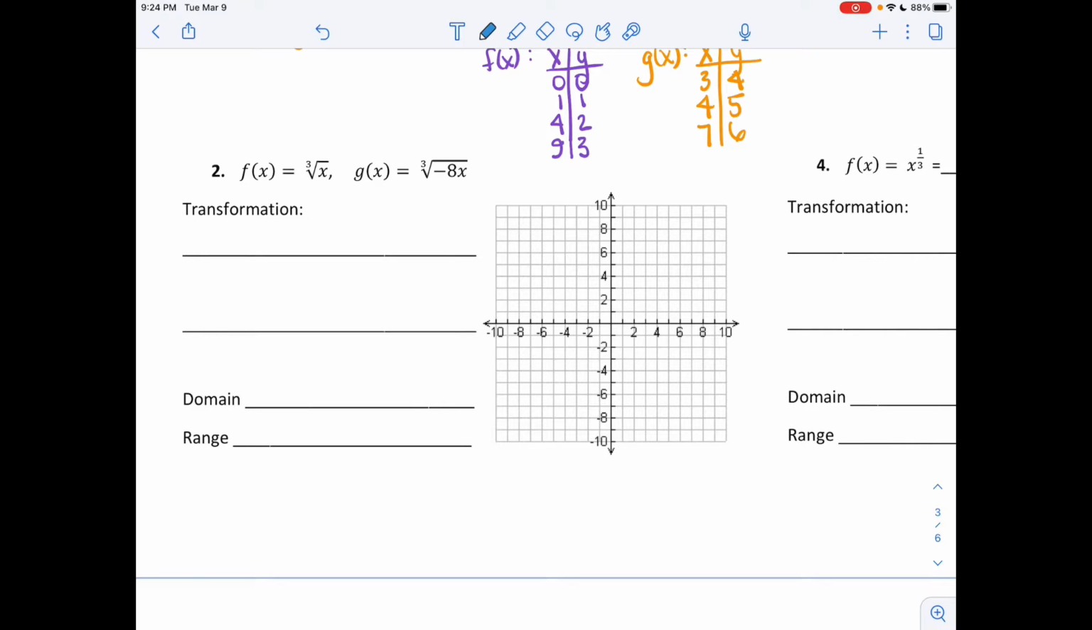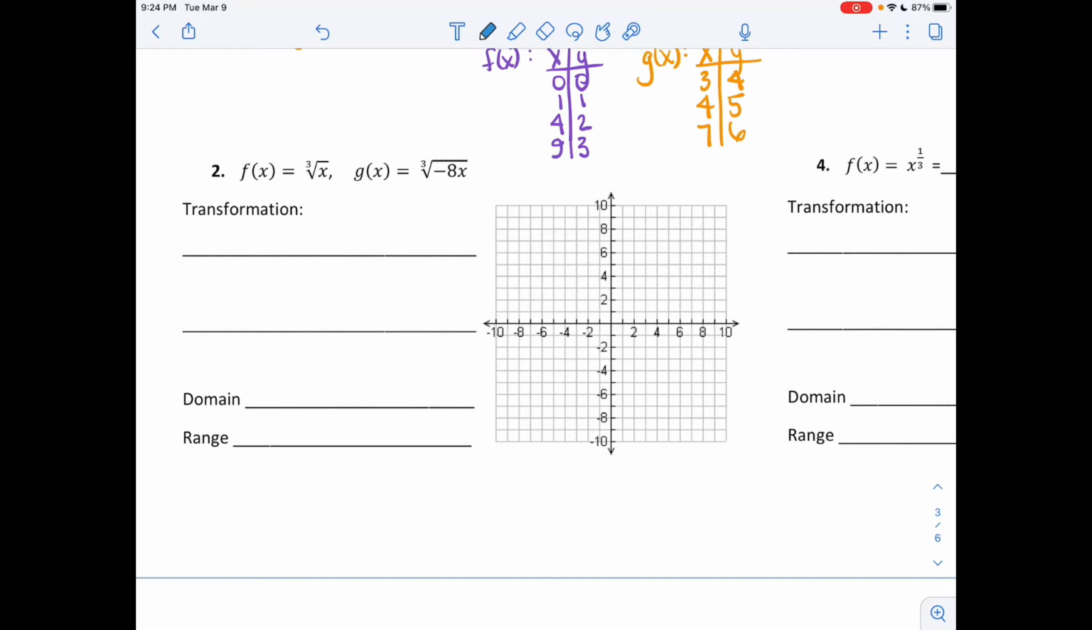Let's transform a cubic equation next. So my f of x is the cubed root of x, and g of x is the cubed root of negative 8x. Remember that negatives are a separate transformation than numbers. So we will take the negative and the 8 separately.